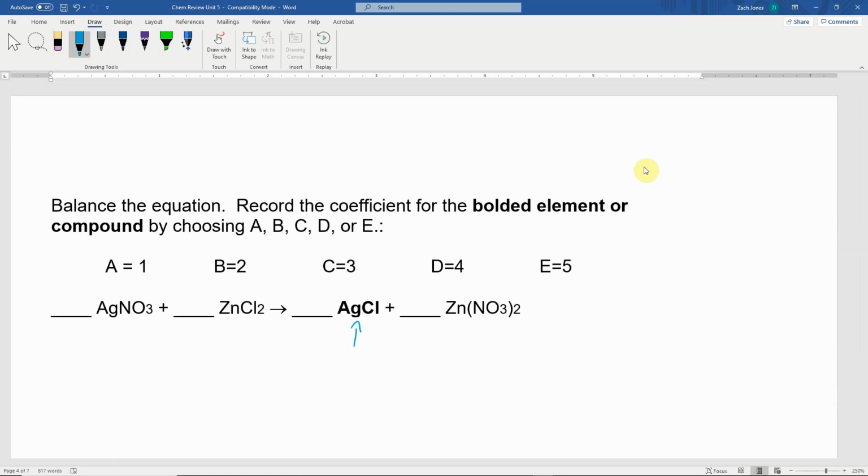All right, I'm going to start with the chlorines. I have 2 chlorines on the left, so I'm going to put 2 chlorines on the right. I have 2 silvers on the right, so I'm going to put 2 there to get 2 silvers. Now on the left, I have 2 nitrates. Over here, I only have 1 nitrate, but remember that a 2 in front gives 2 nitrates, so my nitrates are now balanced as well. So I think we might be balanced. I can put 1s in there, and the correct answer in front of the bolded one was B.